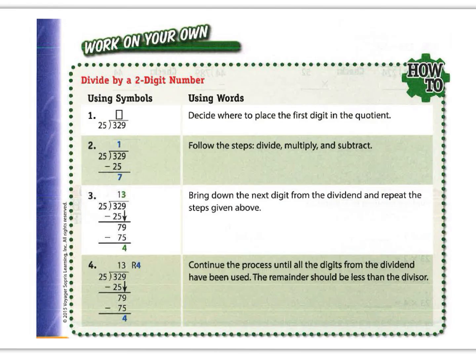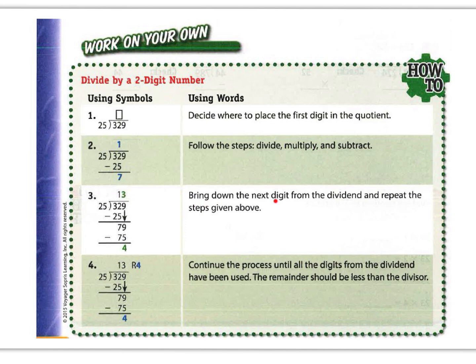Okay, so this says using symbols, and then here's words. Dividing by a 2-digit number. Decide where to place the first digit in the quotient. So we look here, and we know that 25 does not go into 3, so it goes into 32 though. So that's where you're going to put the first digit. So you're going to follow the steps: divide, multiply, and subtract. So we divided, 32 divided by 25 is 1. We multiply, 1 times 25 is 25, and then subtract, and we get 7.